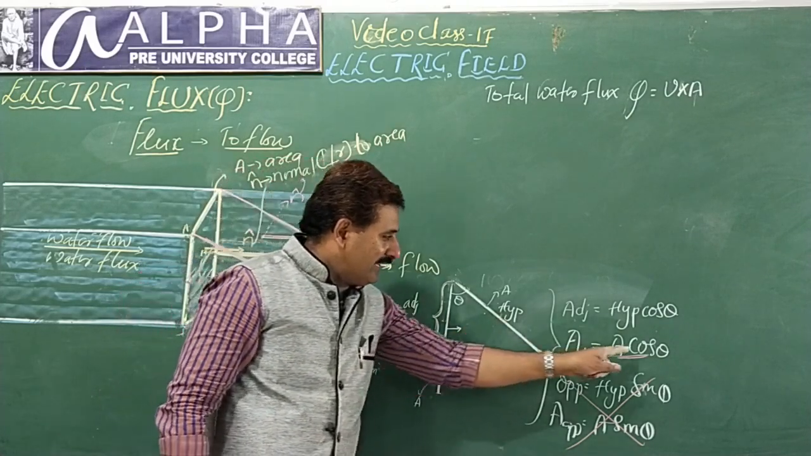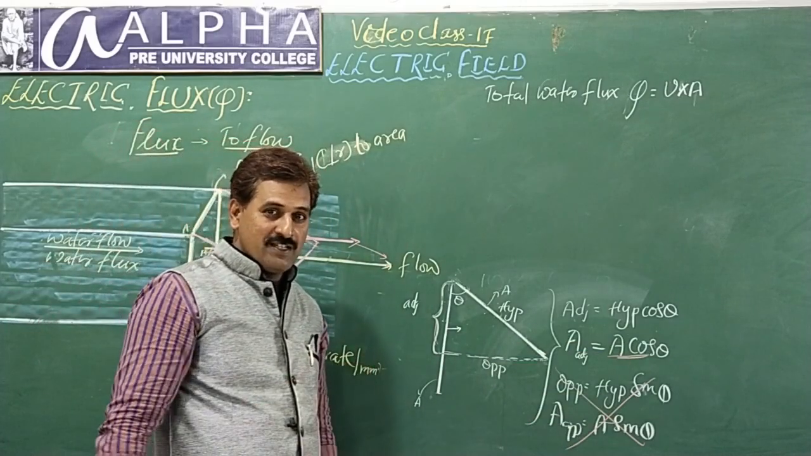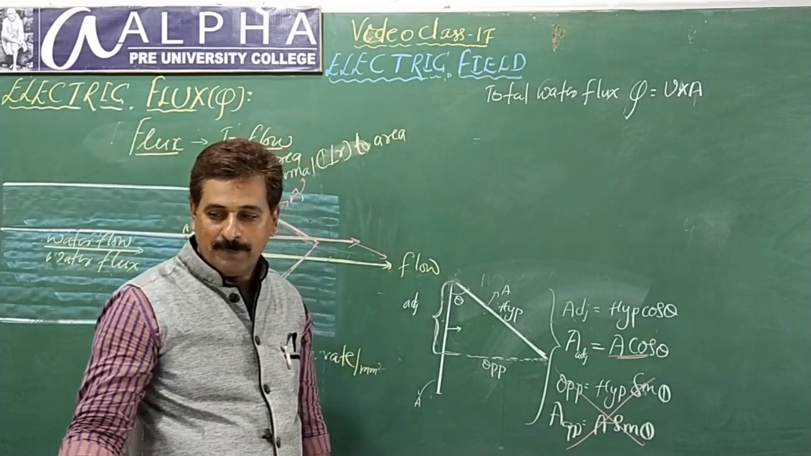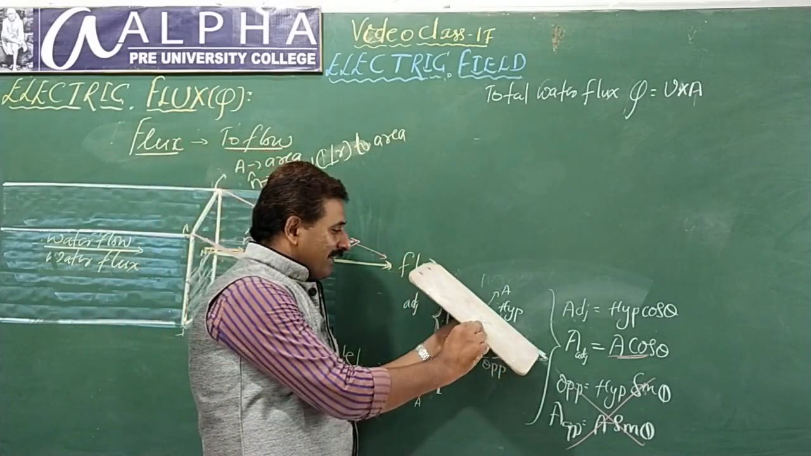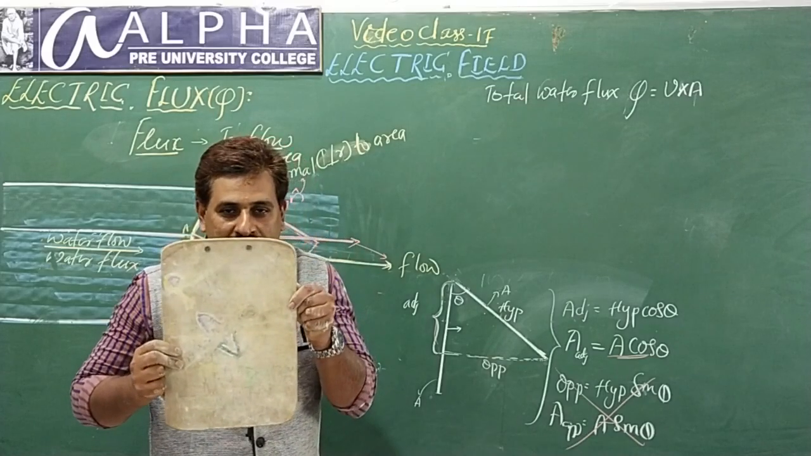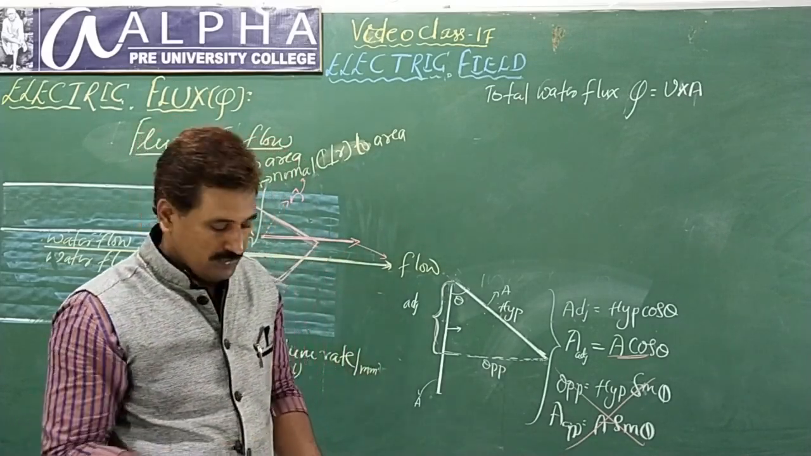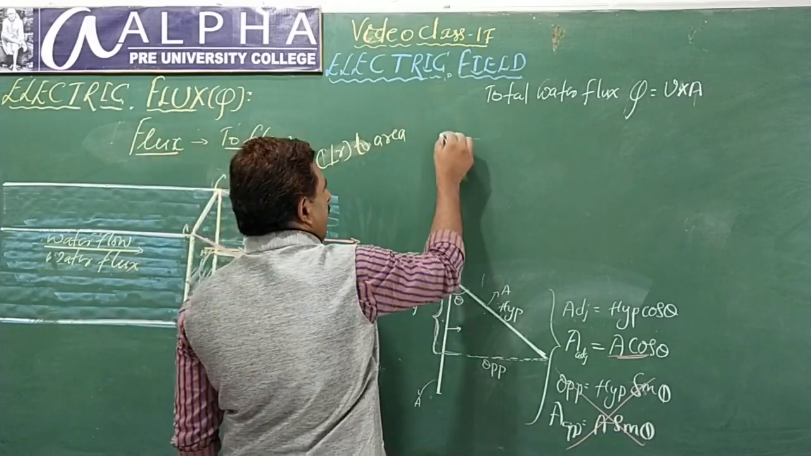So, the new area is A cos theta. Students, has flux changed? Definitely, because area is tilted like this. Only a part of the initial value. Now, only a part is available for flow. Flux changes. The point is very simple.